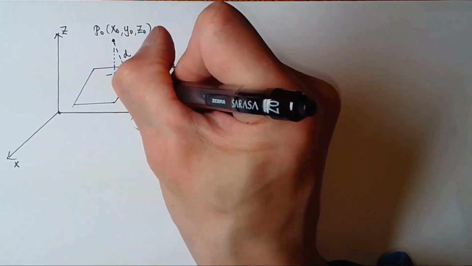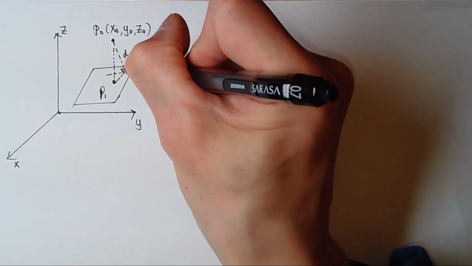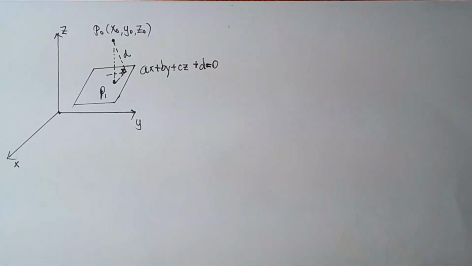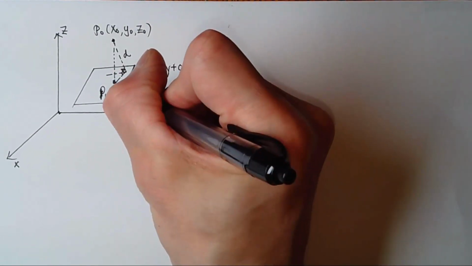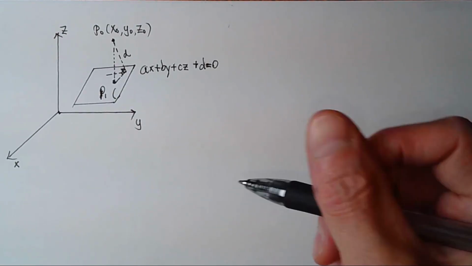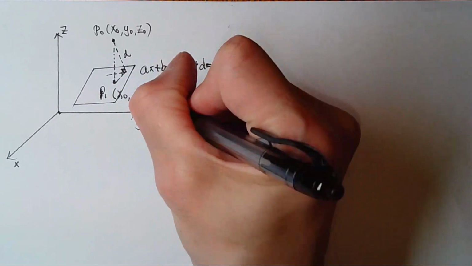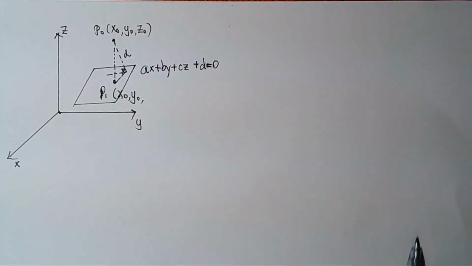And let me call this point P1. It is a right angle as well. So since we are going straight down to the xy plane, the x coordinate and the y coordinate don't change. And we need to find the z coordinate.